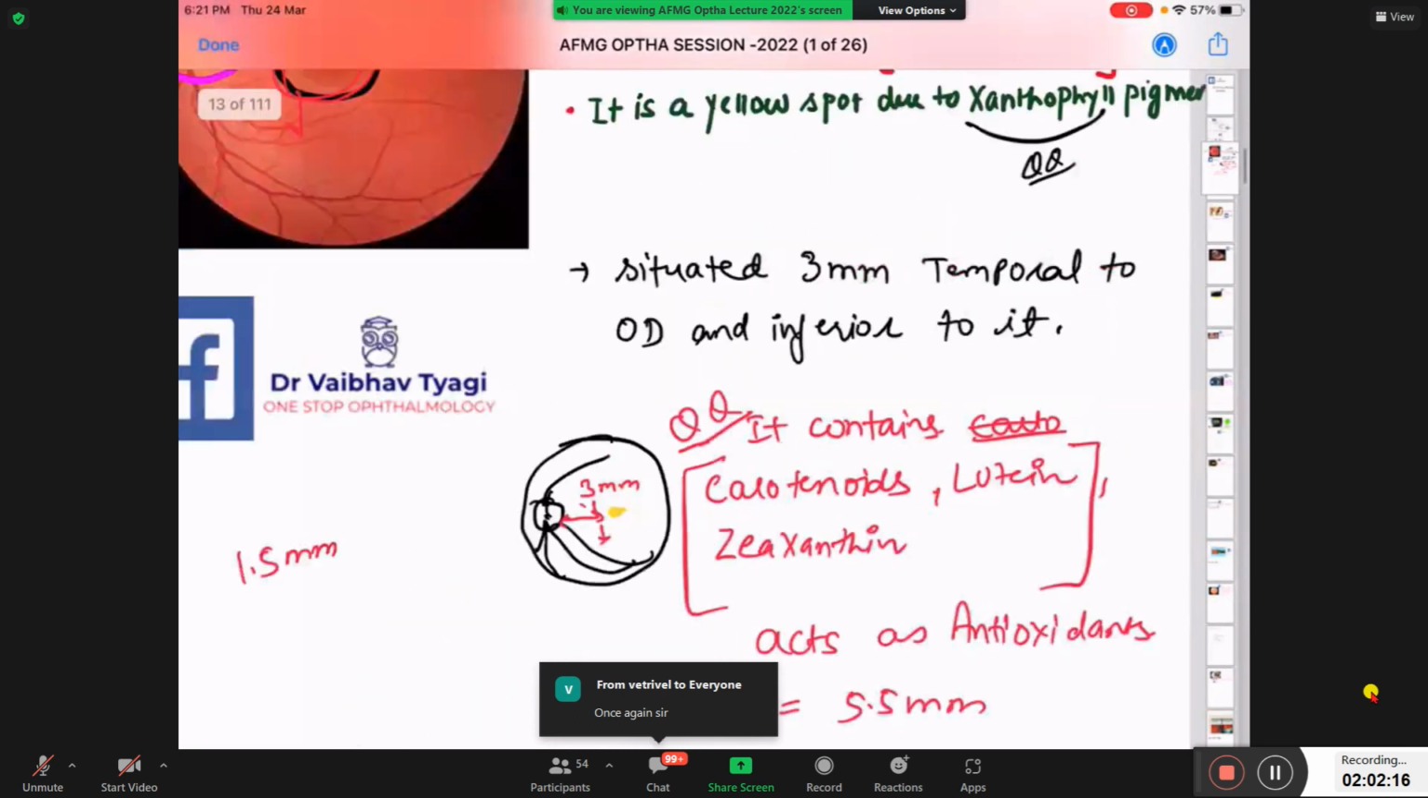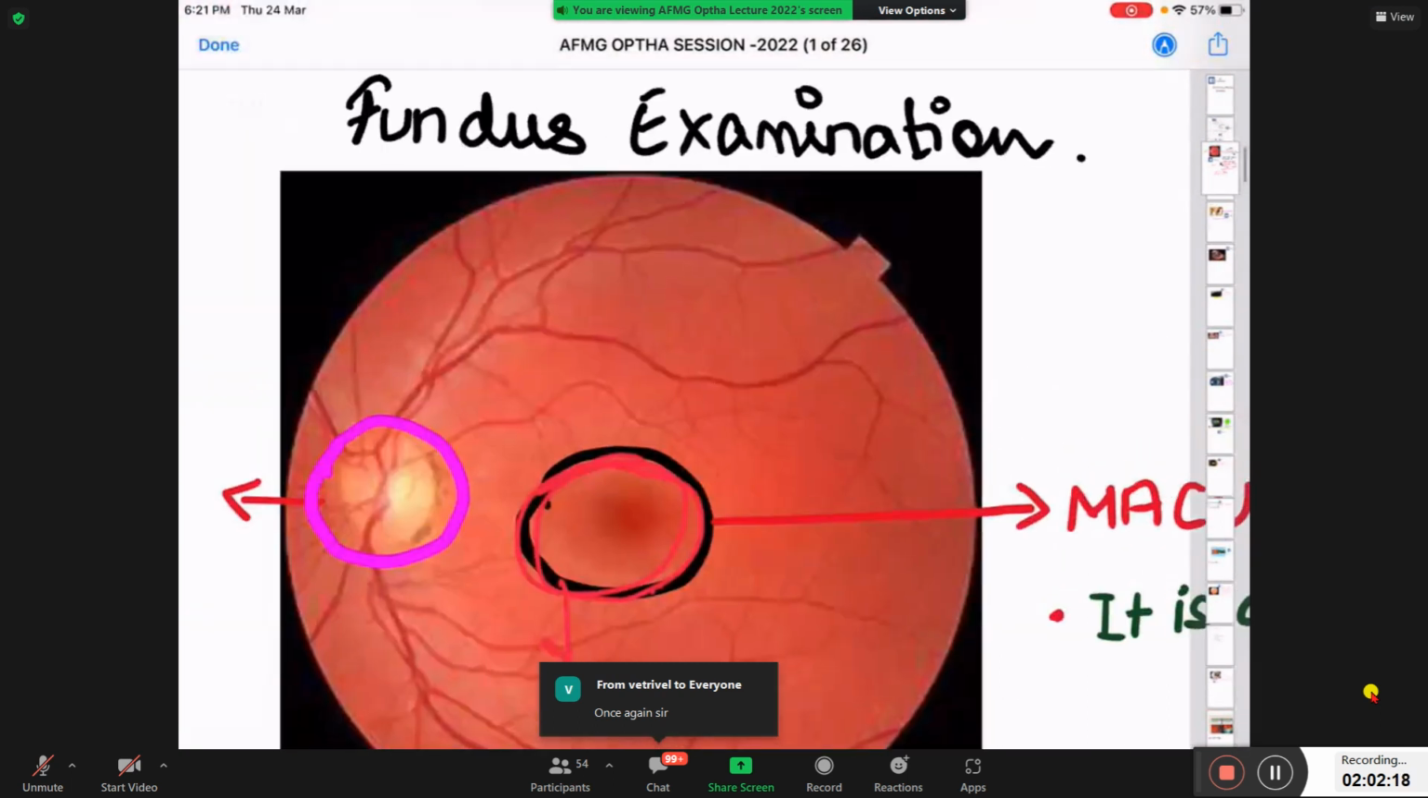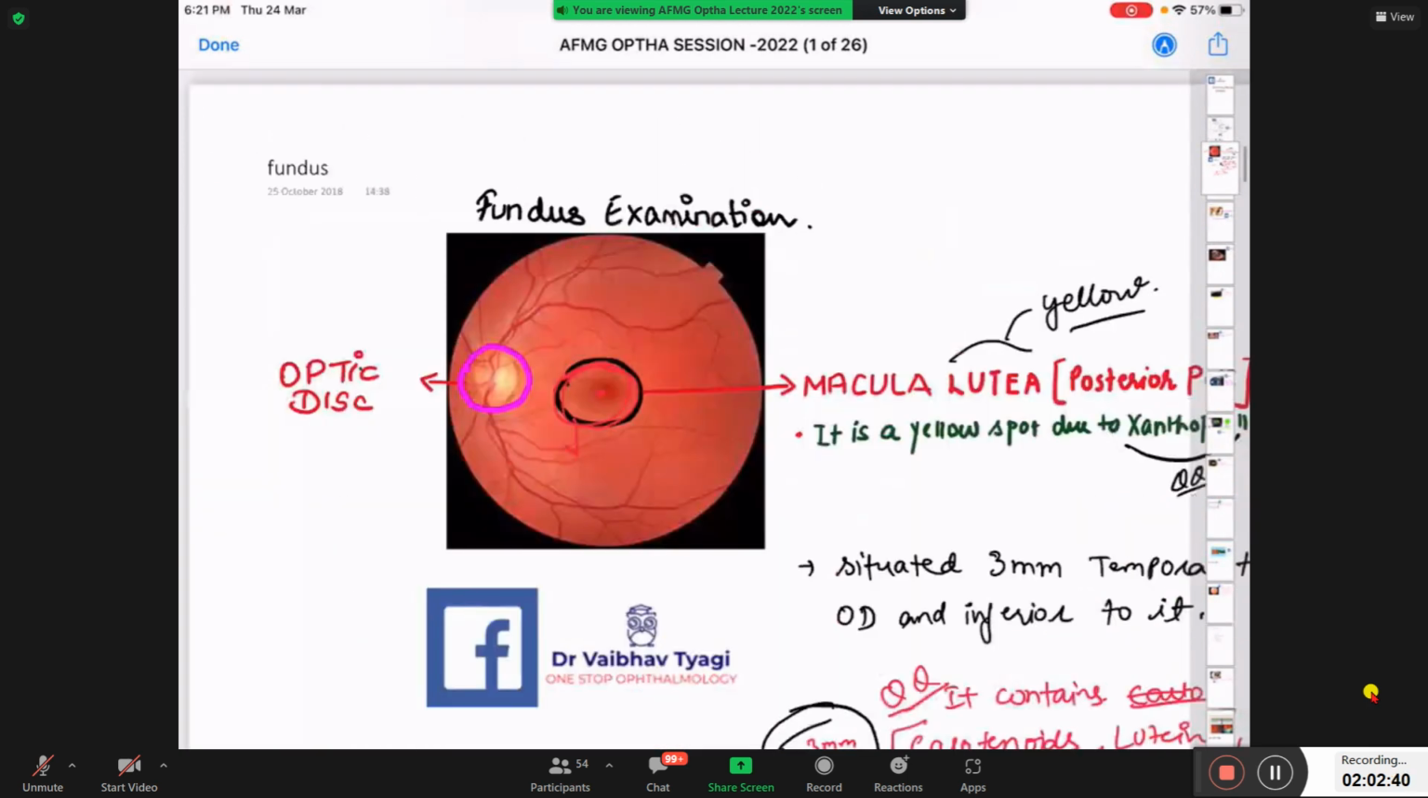Now, what is the location of fovea centralis? If you see the center point of the macula lutea, this point is called the fovea centralis. As the name suggests, centralis means center. So this fovea centralis is located in the center of the macula lutea. Simple. Okay.